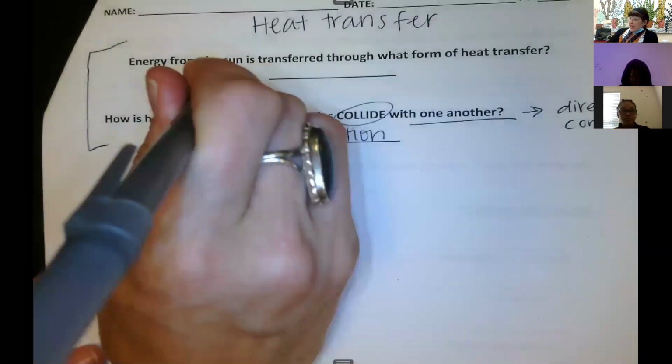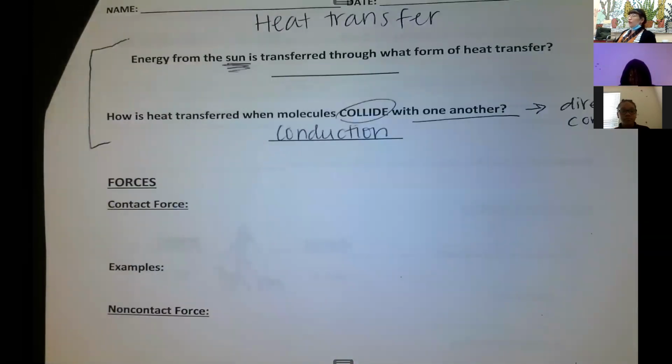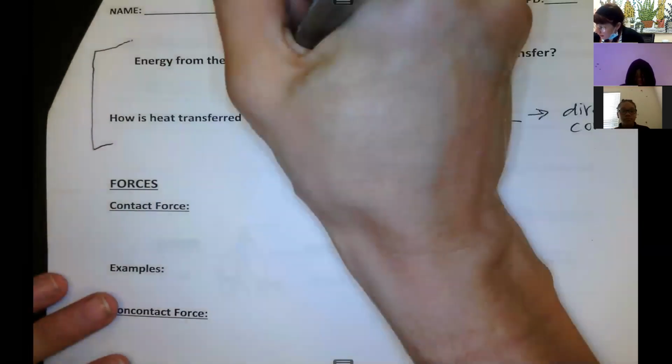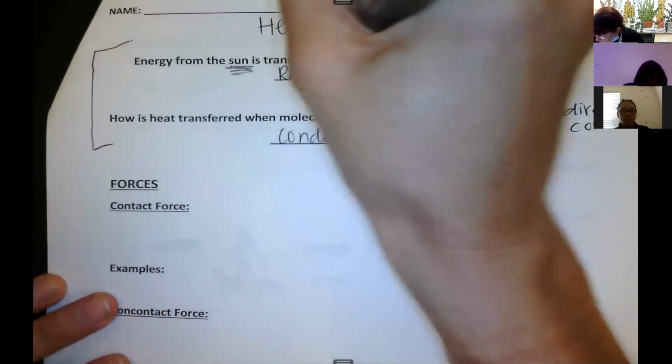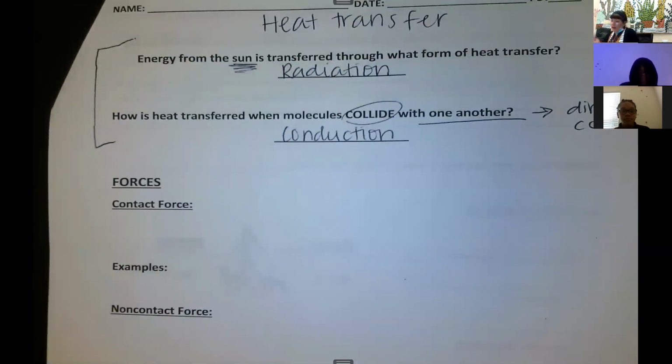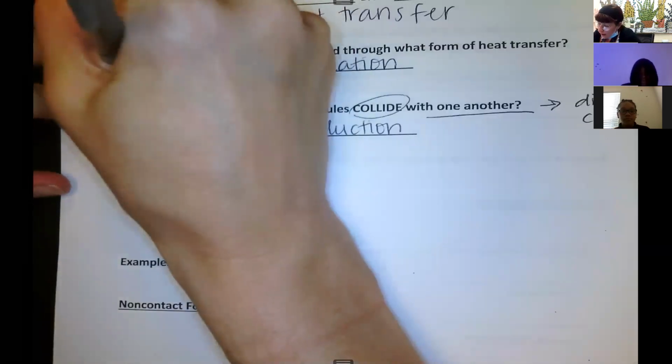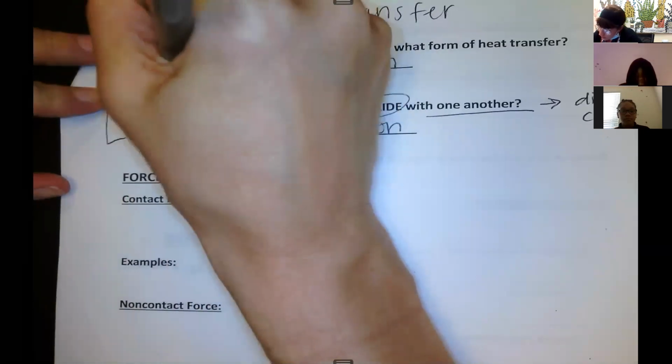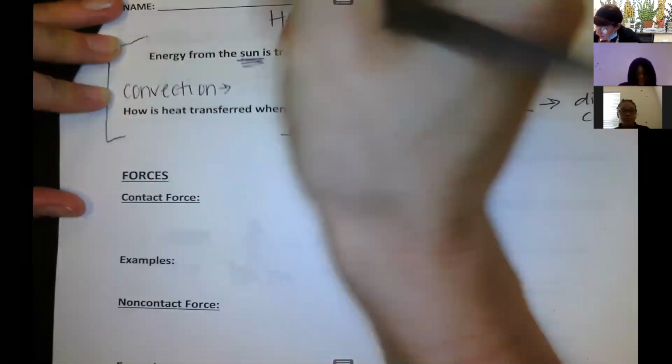Energy from the sun is transferred through, what is it? There, Ariana's already had it. She said radiation. All right, just to make sure we've got the other one, let's add the other one. Convection is heat transfer through. Yep.